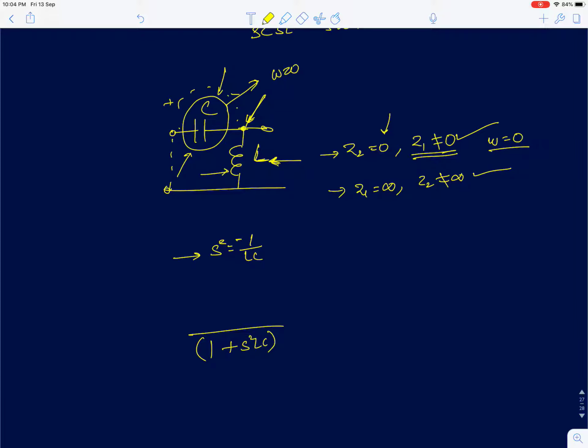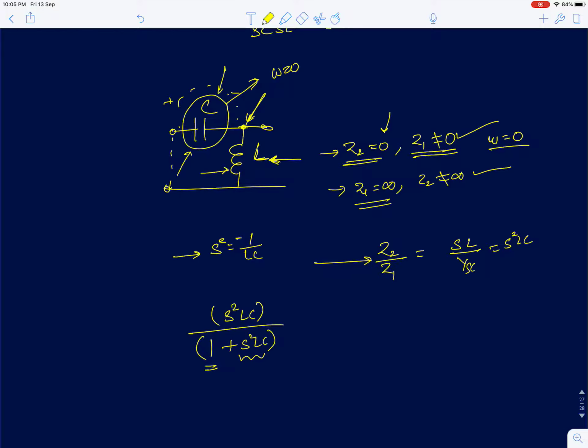To write the transfer function at DC, I'll use the condition that the impedance Z2 is very small compared to Z1. So I can write the transfer function simply as Z2 by Z1. It will be SL by 1 by SC, which is S square LC. At low frequencies, I can ignore the S square LC term in the denominator, so it will simply reduce to 1. The transfer function should match this at low frequencies, S square LC, so I'll simply write the numerator as S square LC.